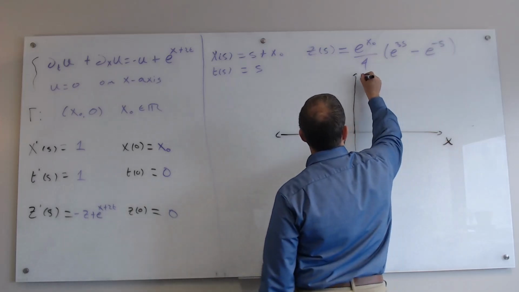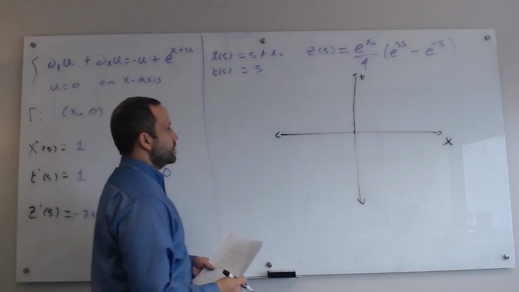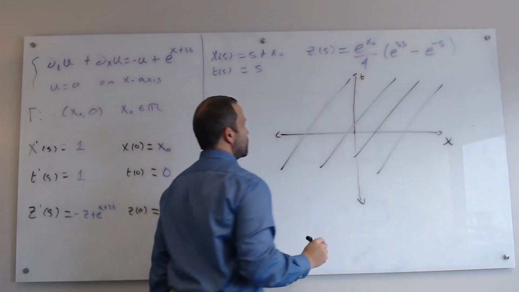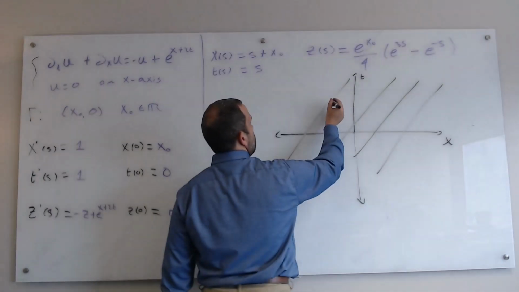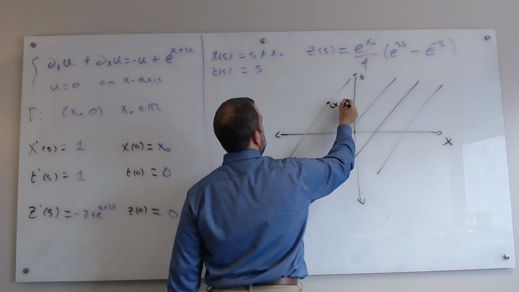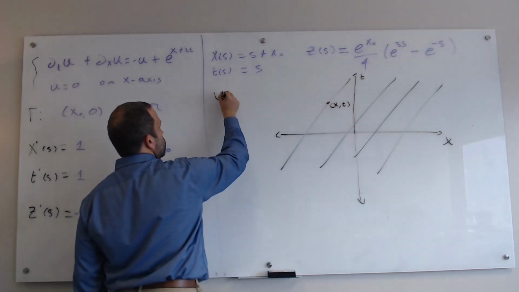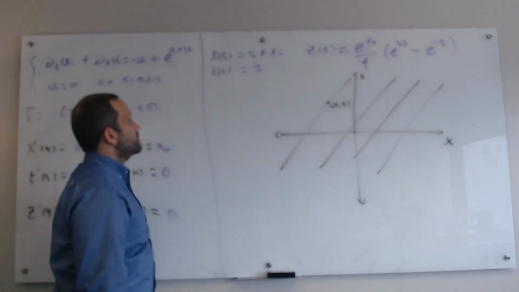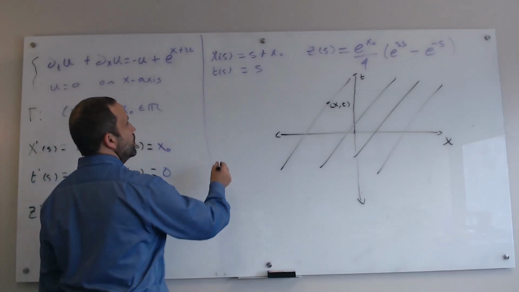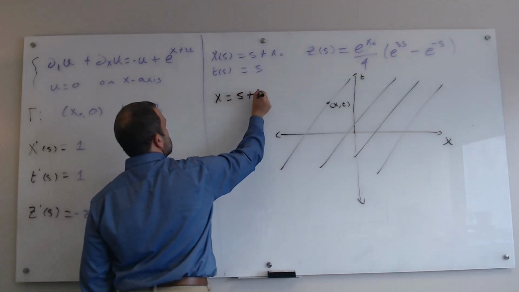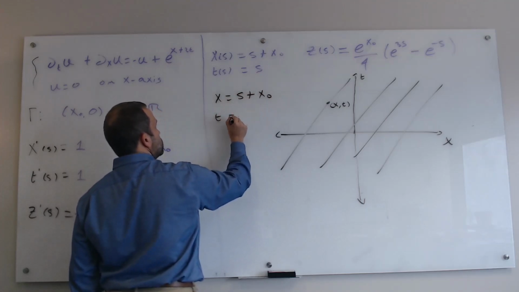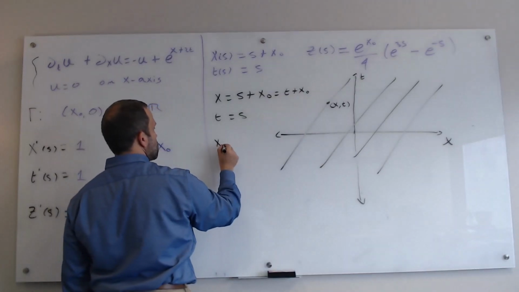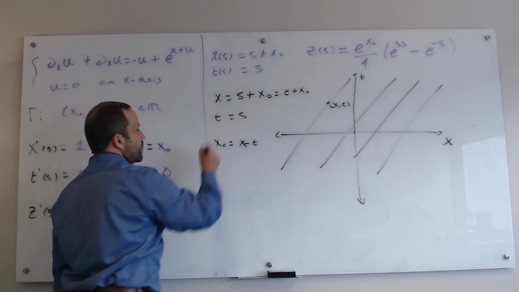This is x, this is t. The characteristics are going to be the characteristics like this. Okay, these are just characteristics of slope 1. So if we have a generic point here, x, t, we know that u at that point is going to be given by this formula there, but we need to figure out what s and x naught are in terms of x and t. Well, we have x is equal to s plus x naught, t is equal to s, so this is t plus x naught, so x naught is equal to x minus t, and s is equal to t.